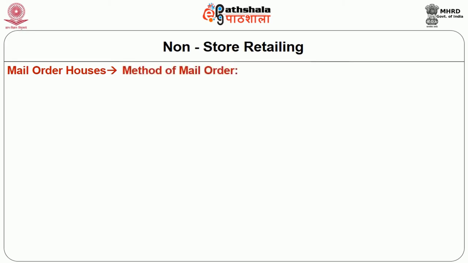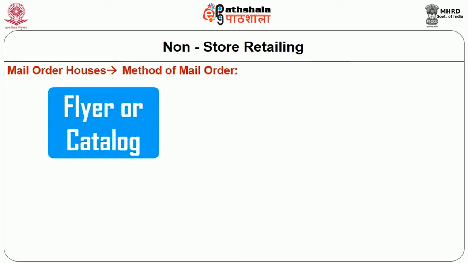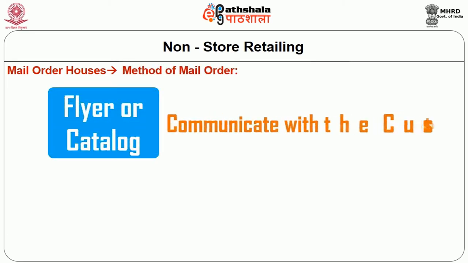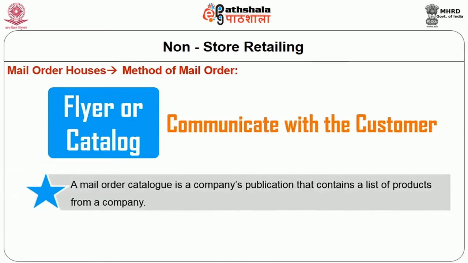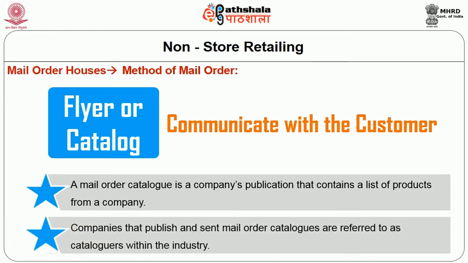Methods of mail order. Mail order uses a flyer or catalog to communicate with the customer. A mail order catalog is a company's publication that contains a list of products from a company. Companies that publish and send mail order catalogs are referred to as catalogers within the industry.